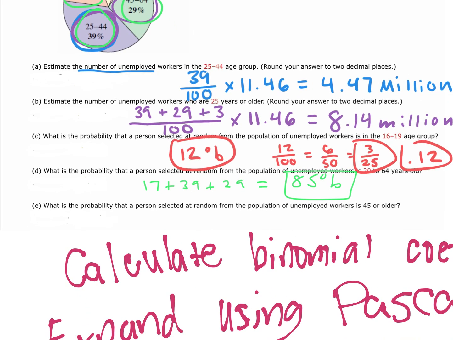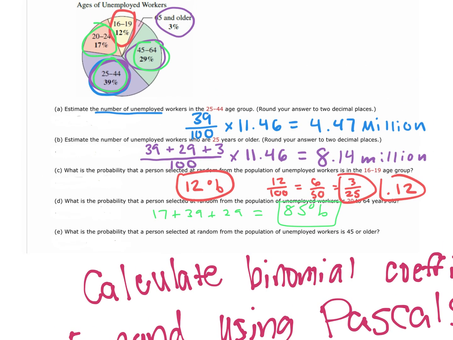Last one. What is the probability that a person selected at random from the population of unemployed workers is 45 or older? So these people are 45 or older, and these people are 45 or older. So we have 29% plus 3%, which is 32%. Or we could say 32 out of 100 and simplify that. Or 0.32. Remember, probability can be given as a fraction, percentage, or decimal.